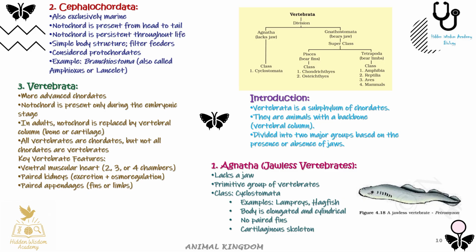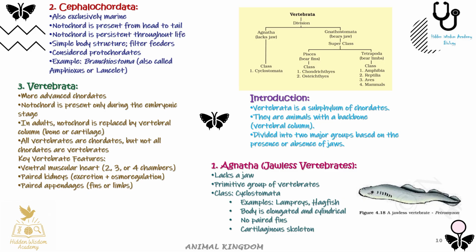Third and most advanced is the subphylum Vertebrata. In vertebrates, the notochord appears during the embryonic stage and is later replaced by a vertebral column made of cartilage or bone in adults. All vertebrates are chordates, but not all chordates are vertebrates.